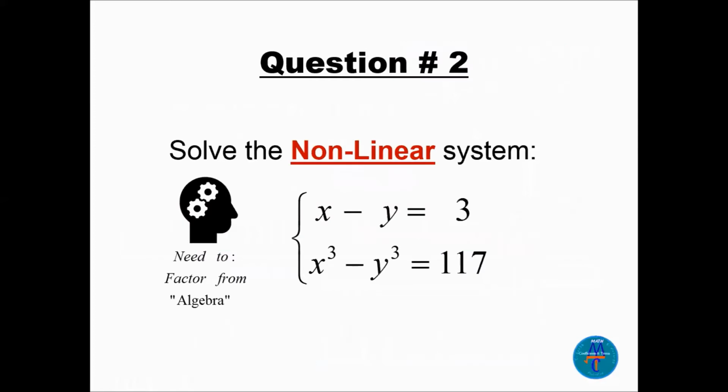Okay, let's see now question number 2. Question number 2 is a little more hard, I think. Let's see, solve the nonlinear system. x minus y is equal to 3, x cubed minus y cubed is equal to 117.